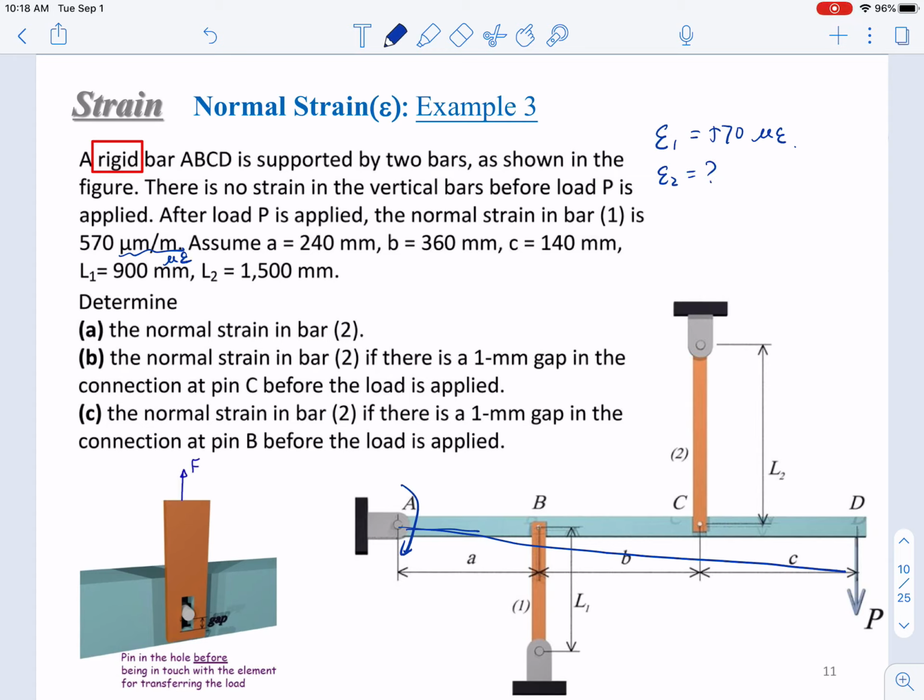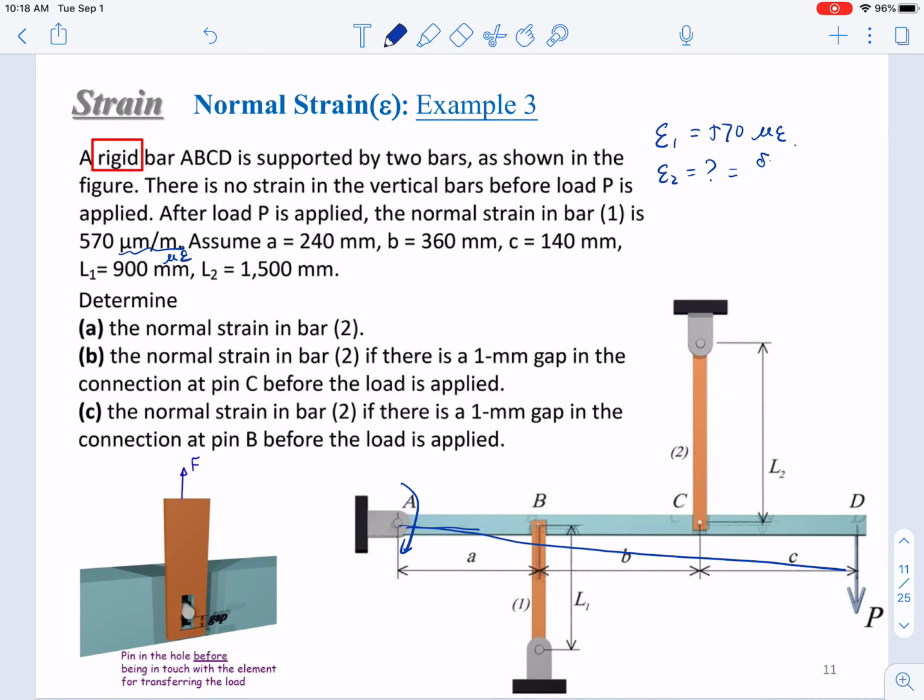Obviously, if you want to know epsilon 2, you should know delta 2 first. Delta 2 over L2 gives you epsilon 2. We know L2 already, but we don't know delta 2. So how can we find delta 2? Apart from ABCD being rigid, we only know that epsilon 1 is 570 microstrain. This is the only known.